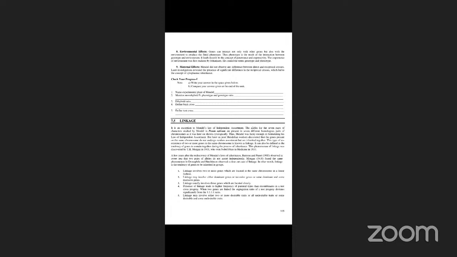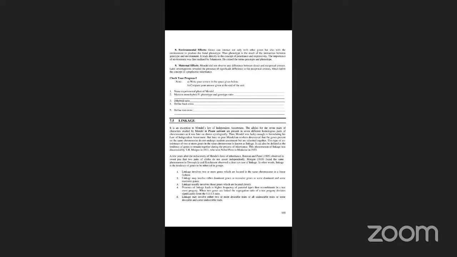Then maternal effects. Mendel did not observe any difference between direct and reciprocal crosses, but later there was a difference in reciprocal crosses, which led to the concept of cytoplasmic inheritance. You know that mitochondria are always inherited from the mother, but not from the father. So mitochondrial genes expressed in any individual are from the mother. That means the maternal role is very important here. Got it? Then the next topic is linkage.